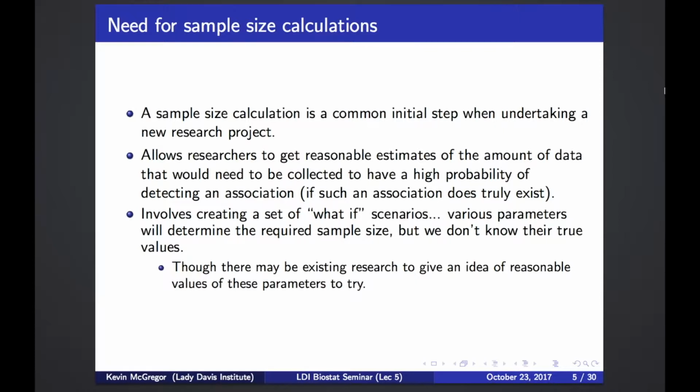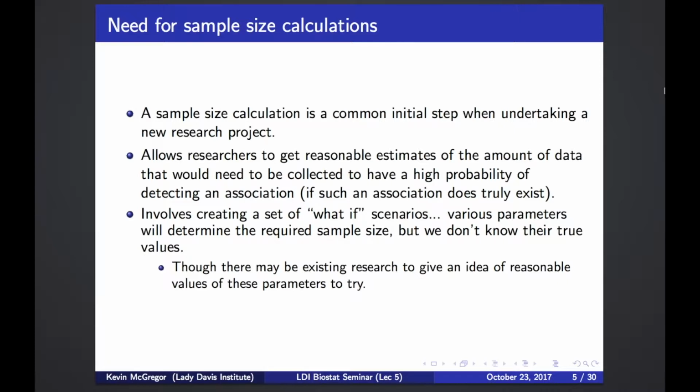So in a sample size calculation, the minimum sample size you need is going to depend on some parameters. But the thing is that we don't know the true values of the parameters. These are things that we're actually trying to estimate from our study. So what we have to do is create a set of what-if scenarios. We have to think about reasonable values of the parameters and plug all these values into our formula and see what the minimum sample size comes out as.